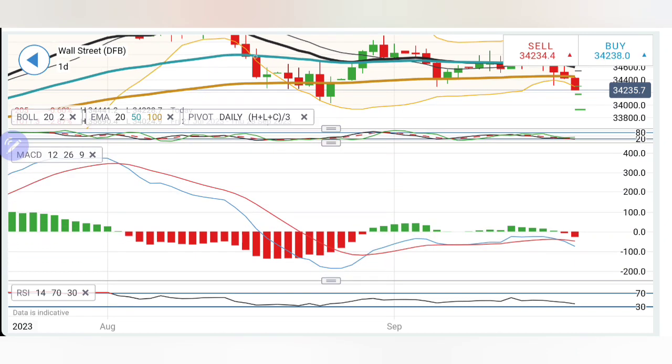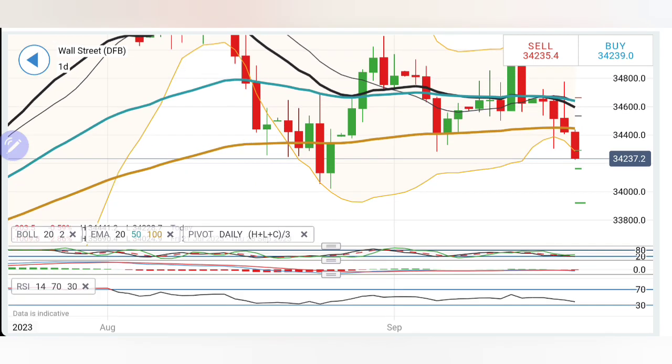Stochastic is looking down. MACD is also crossed over, trading with divergence and bearishness. RSI is also looking downwards. So looking at this, a buying entry at 34,300 can be taken, but with the caution note that it has got its resistance intact at 34,400, and above 400 is where the little bulls will take over.